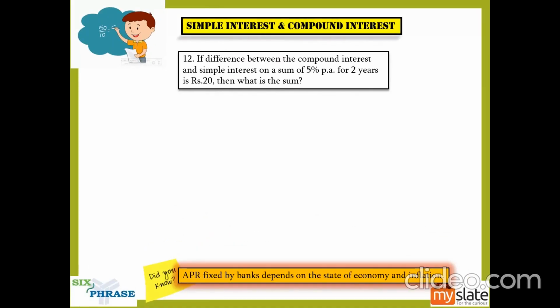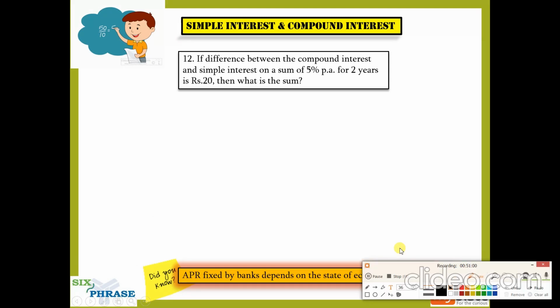The difference between the compound interest and simple interest on a sum at 5 percentage per annum for 2 years is rupees 20. Then what is the sum? So see, I told you they could give the difference and then ask the sum. Sum is also called the principal. So you guys know the formula. Here it is 2 years, right?